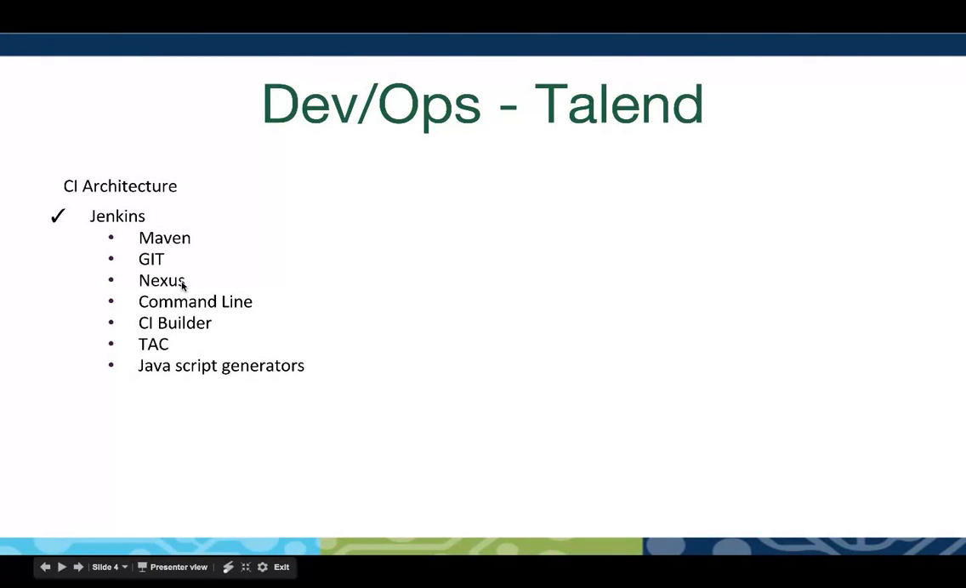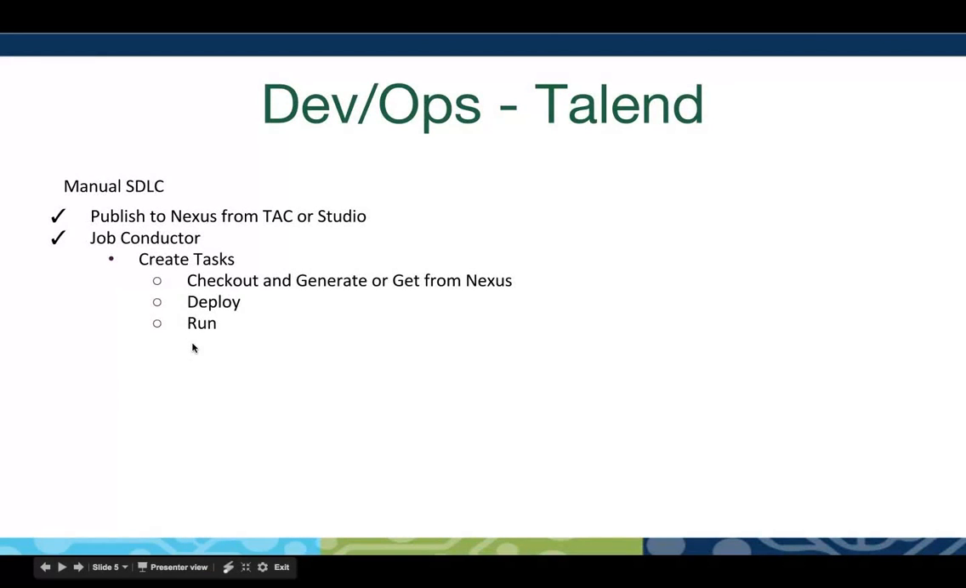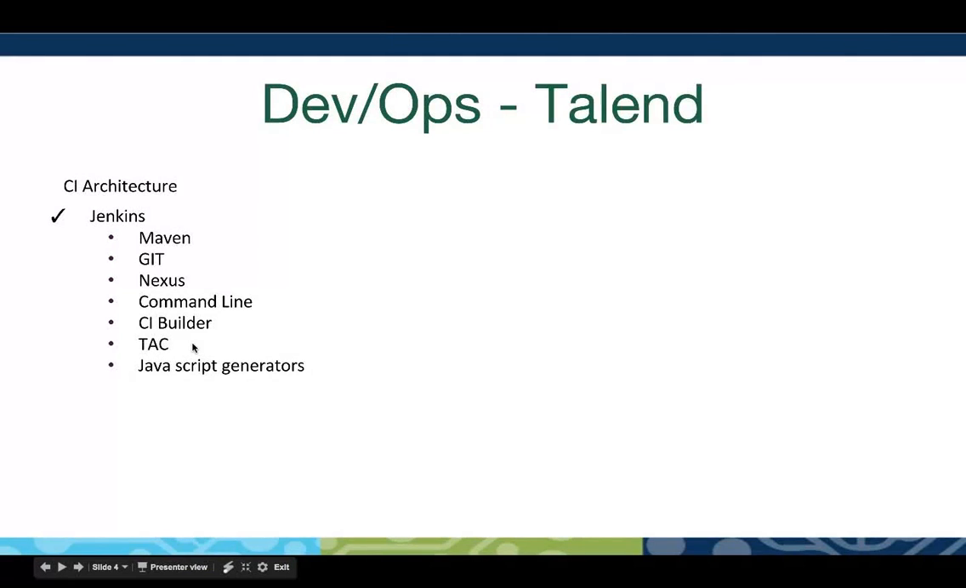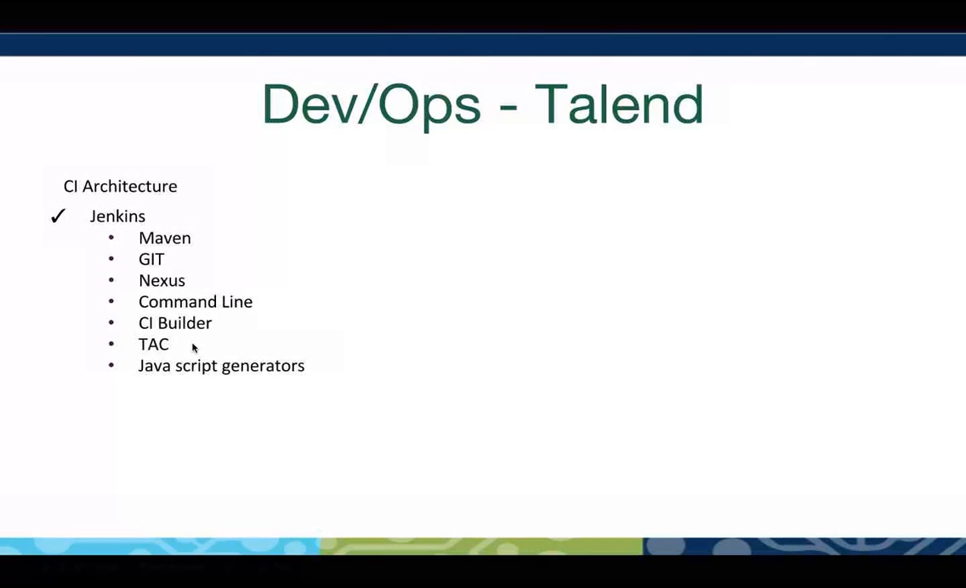And command line. Command line is really very similar to the Studio. It's an Eclipse framework that runs as a script or as a service. And you're going to use that to do a lot of things that you can do from the Studio. And CI Builder is a plugin for Jenkins, and that'll make more sense as I show you at a high level how that works. Talend Administrative Console is where you would do things manually and configure Jenkins. You'll be using the TAC.